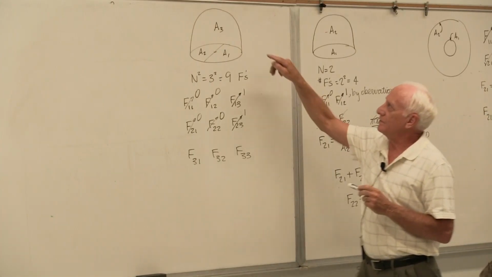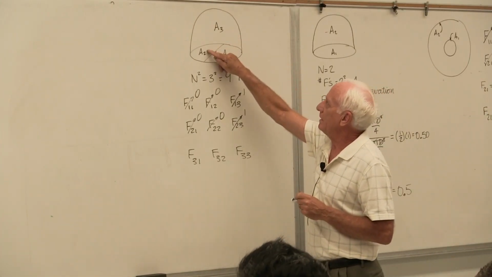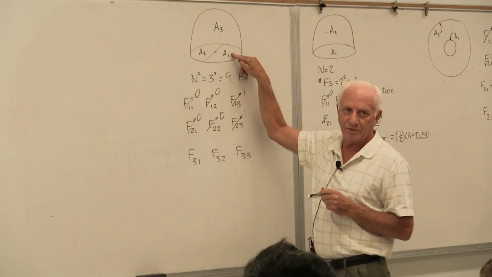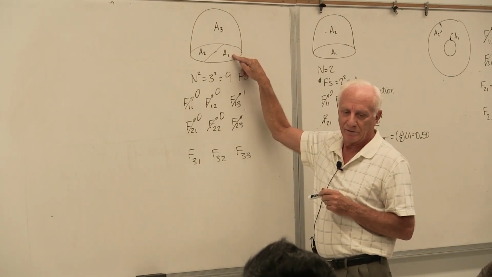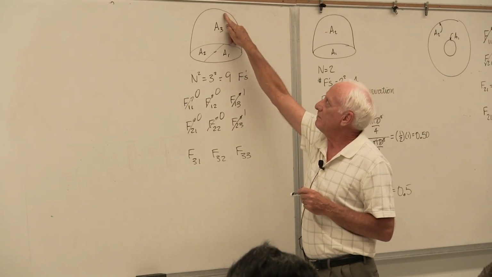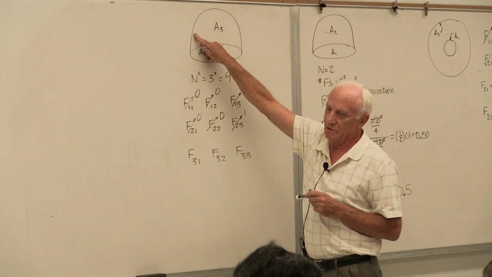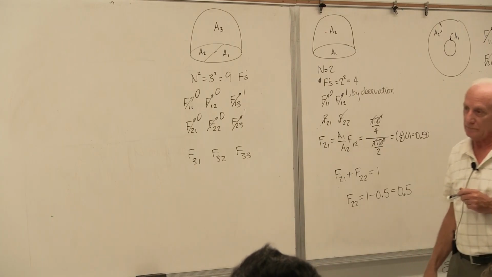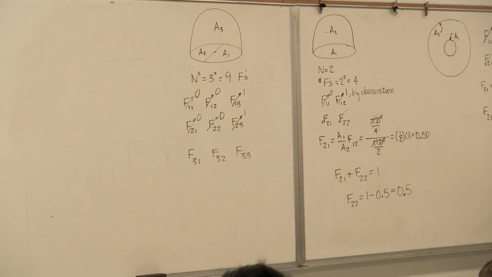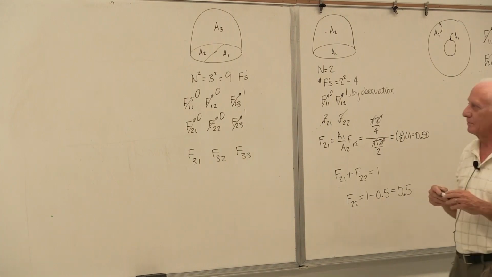Now, don't play this game. Of all the radiation leaving A3, does half go to A2 and half go to A1? Oh, no, not there. Because some radiation leaving my fingertip here is going to hit over here. So F33 is not going to be 0. Okay, so stop. Now we're done. That was the simple stuff.